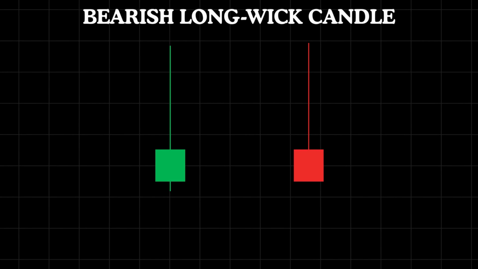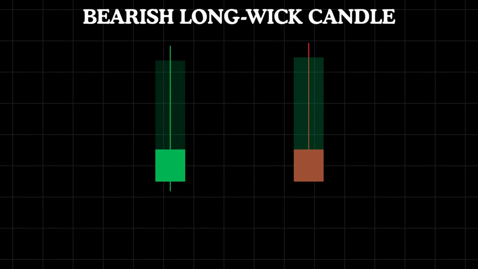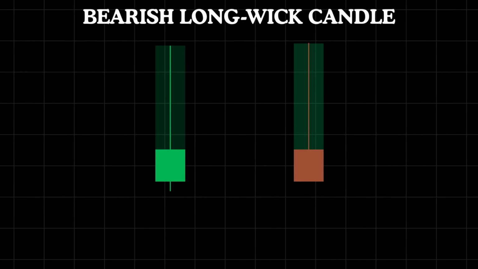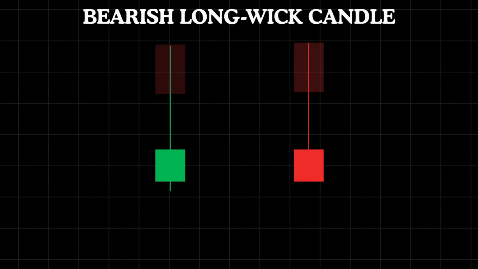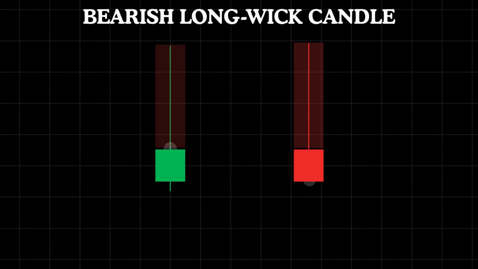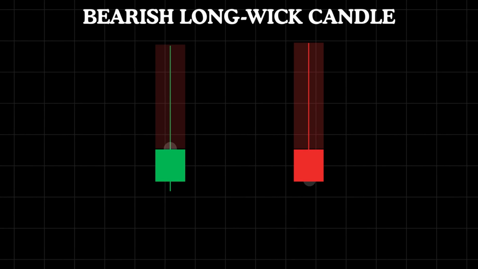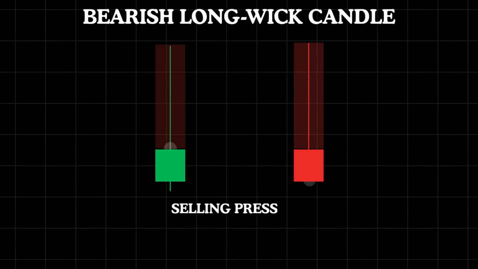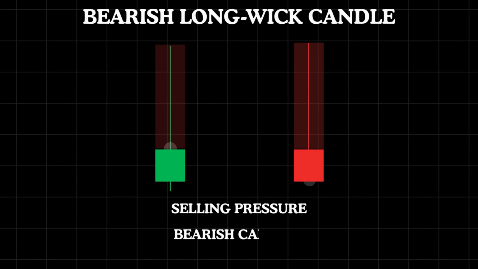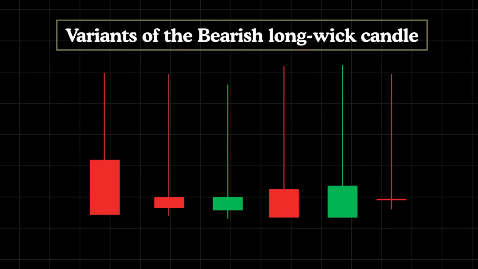At first, buyers push the price significantly above the opening level, but the price fails to hold up there. Eventually, sellers step in and drive the price back down, causing the market to close near the opening. So, by the end of this candle's formation, it's evident that selling pressure has taken over, classifying it as a bearish candle. Next is the indecision candle.